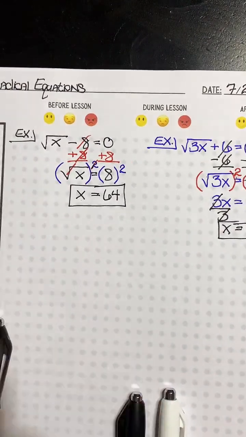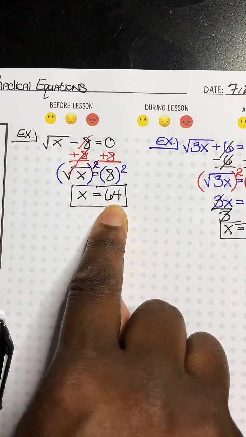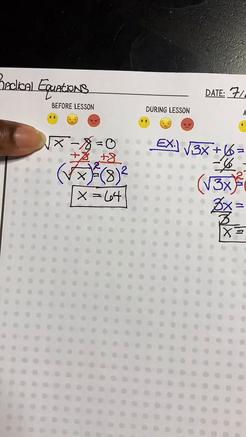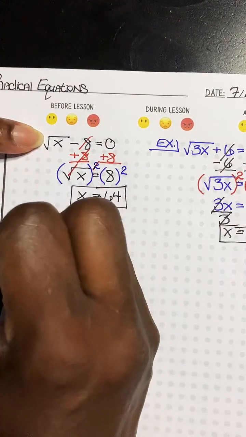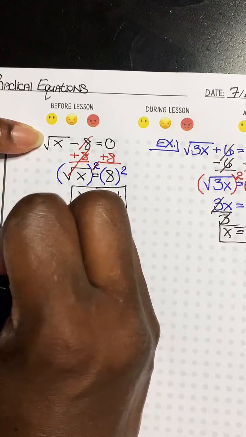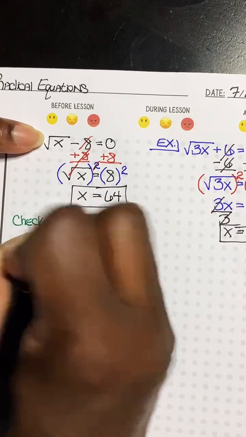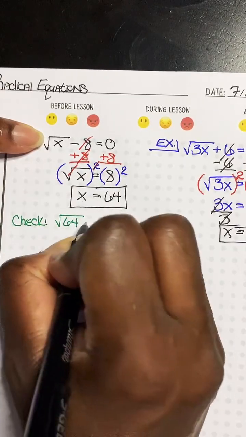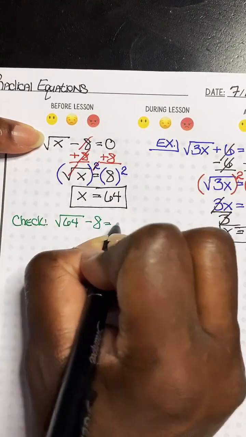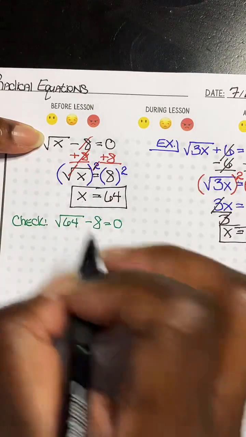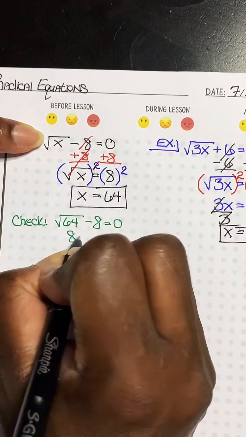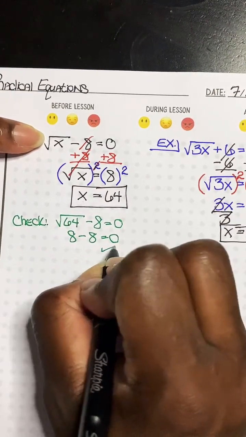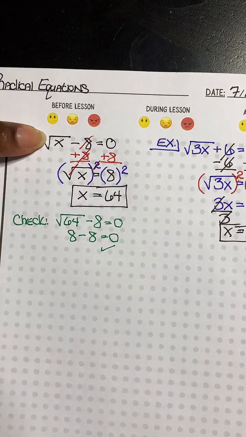So if we go back to the first one, we have our 64. If I plug that 64 back in, this is me checking it. So if I have the square root of 64 minus 8 equals 0. The square root of 64 gives me 8. 8 minus 8 does give me 0. So that checks out. Beautiful thing.